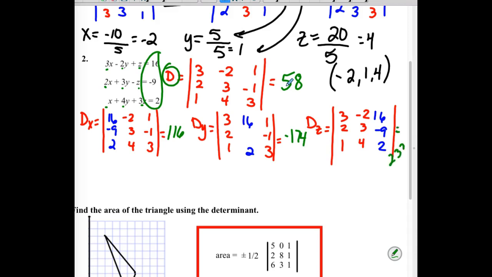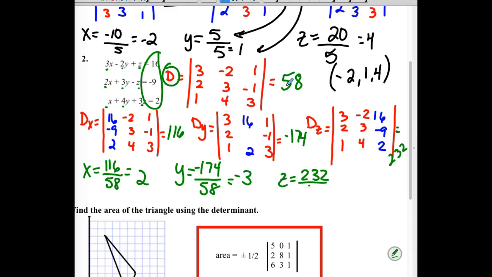Okay, so to find our solution, our X, Y, and Z, X is going to be 116 divided by 58. Which is 2. Y is going to be negative 174 divided by 58, which is negative 3, and then Z would be the 232 divided by 58, which is 4. Okay, so our solution, 2, negative 3, 4.